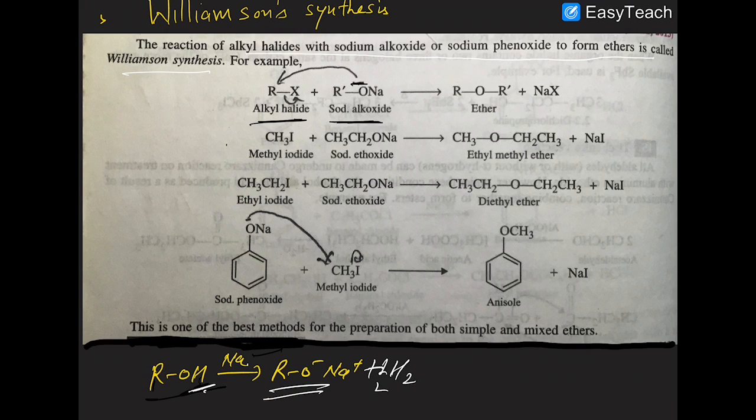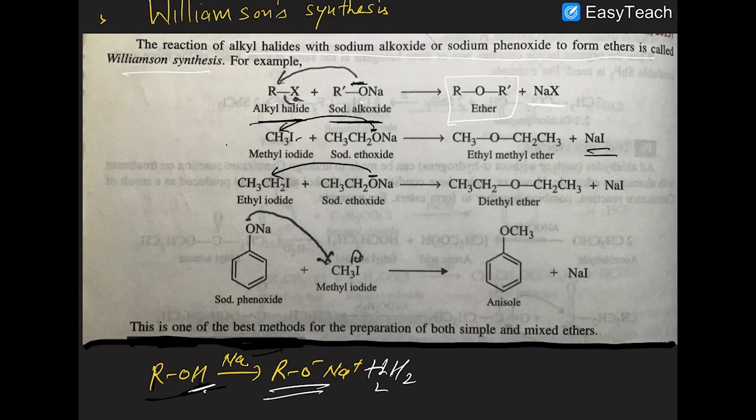Now this negative charge is on the oxygen atom, and oxygen carrying negative charge is a very strong nucleophile. It will attack the R-X bond, that is the alkyl halide bond, and X will leave the system. NaX forms, and you have formation of an ether, an R-O-R bond will be there. For example, here in this case also, the negative charge on oxygen will attack this carbon and iodide ion will leave, and you have formation of NaI. So what you have is diethyl ether.